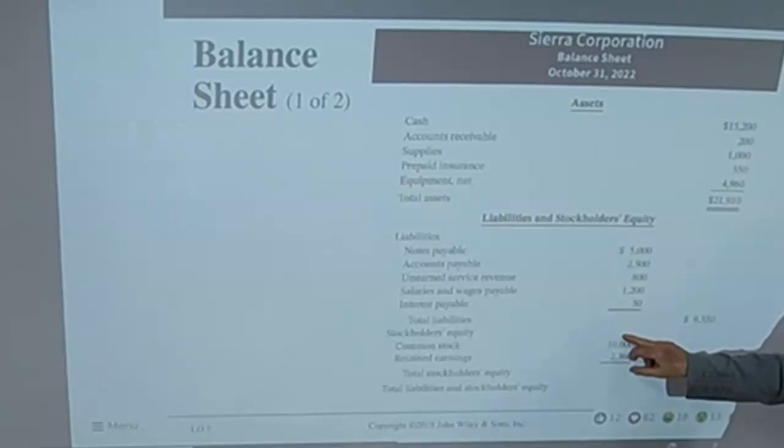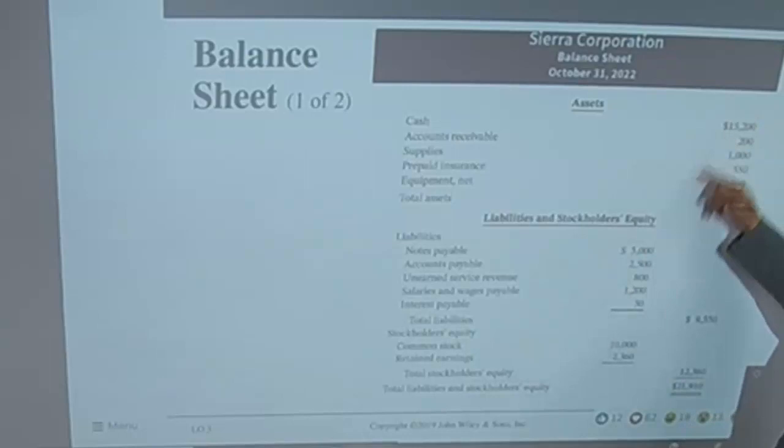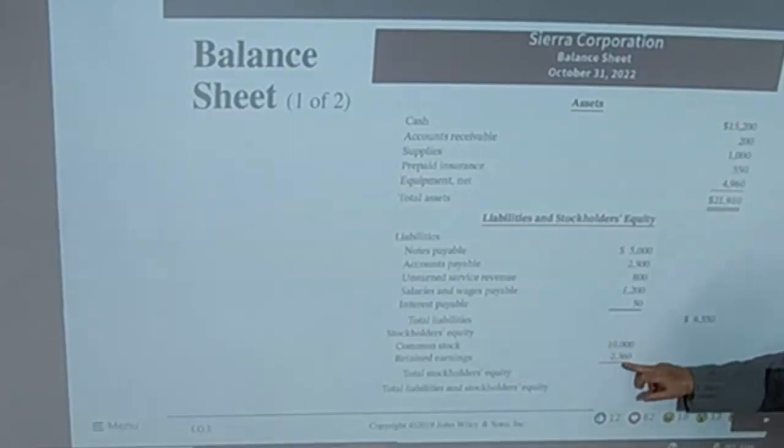And what has the company done for them? Well, it's earned. So notice the next one is retained earnings. And the retained earnings actually come from the retained earnings statement. Remember, it's 2360. Draw a line, I add these two, there's my total.